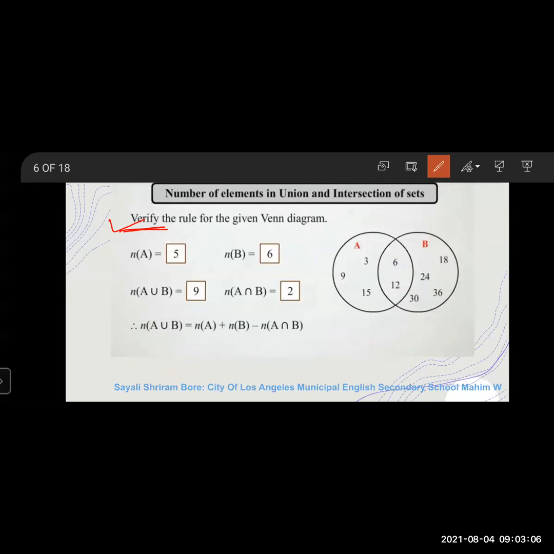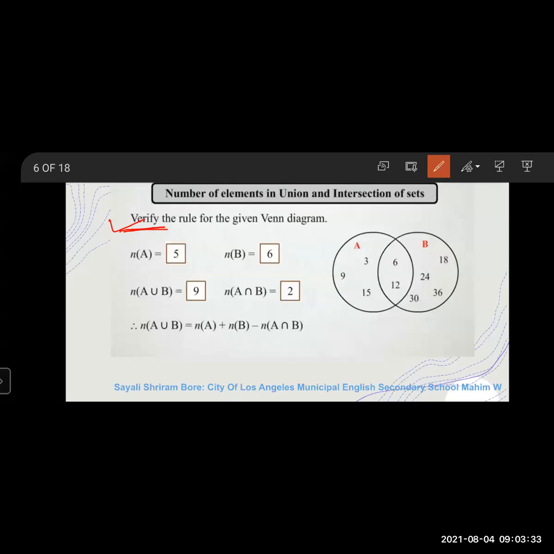Verification is mostly used in mathematics to show or prove something. So what does verify mean? There will be a left hand side and a right hand side, and you have to verify that both the sides are equal.